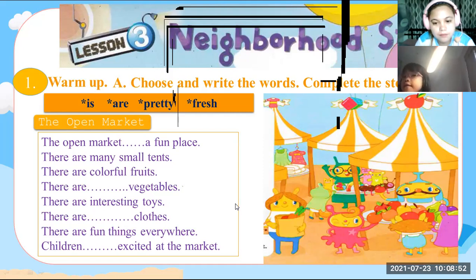The open market is a fun place. There are many small tents. They are colorful fruits. They are fresh vegetables. They are interesting toys. They are pretty clothes. They are fun things every year. The children are interested at the market.